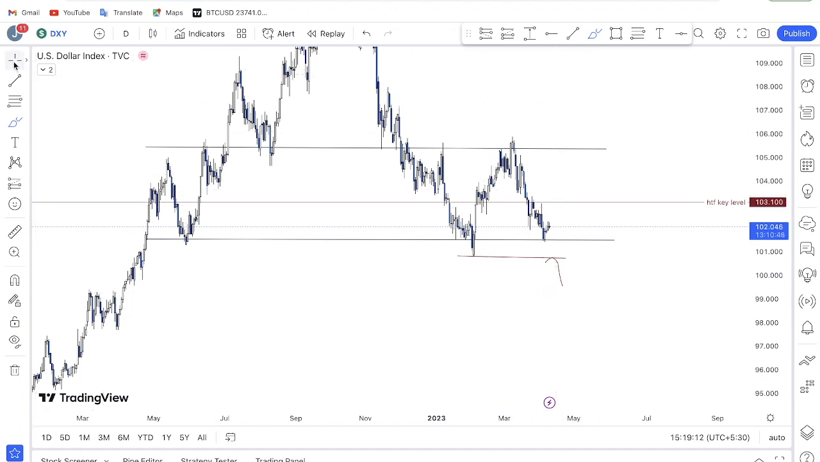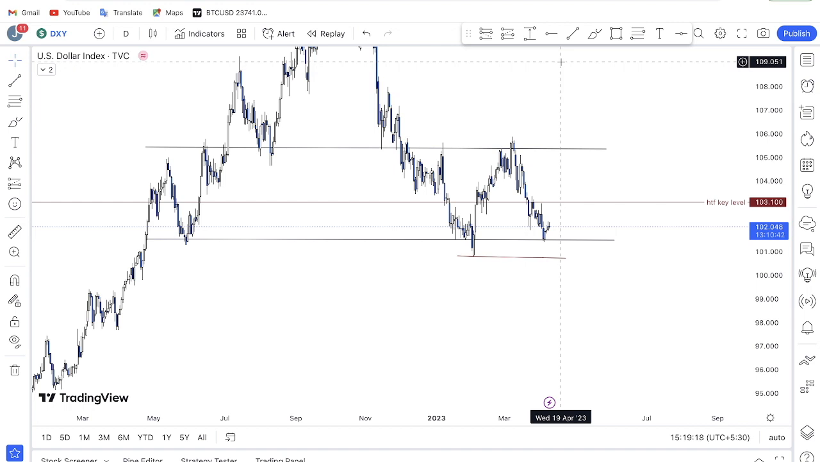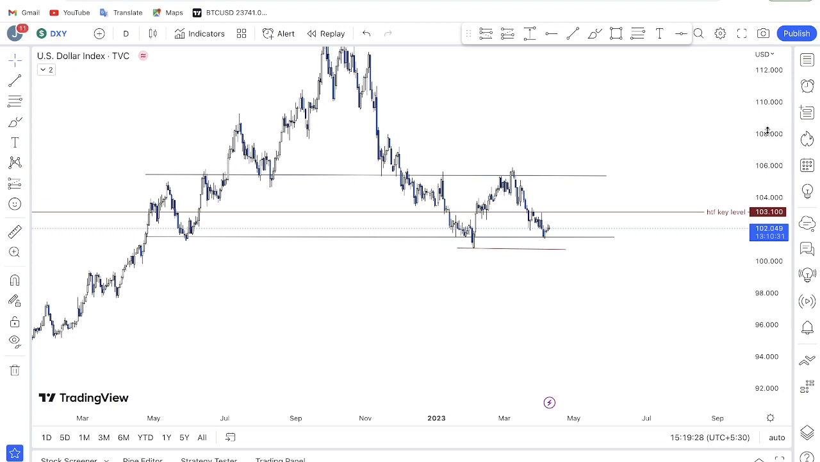So I hope this video has actually helped you to understand how key levels are very important to price. I hope I'll be able to make more videos like this in order to help you understand how prices react to key levels, and how we should be able to trade them and add them as confluence to our trading system.